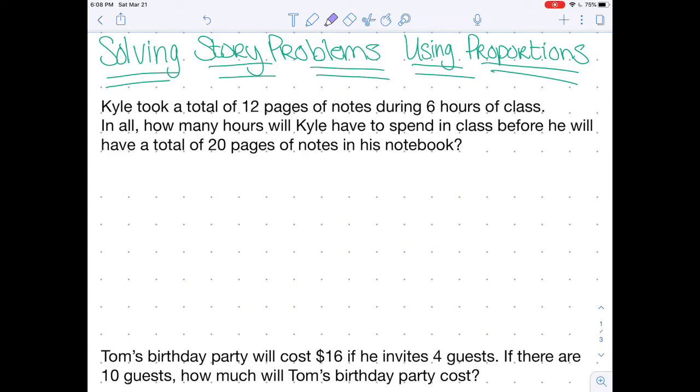Okay, we are going to talk about solving story problems using proportions. So let's jump in with this first example.